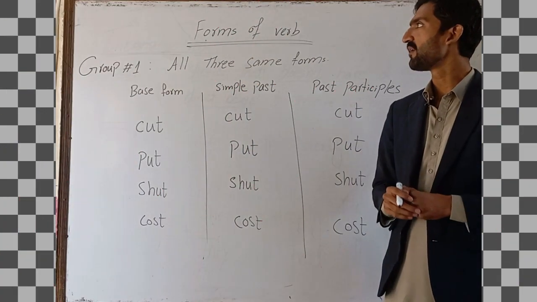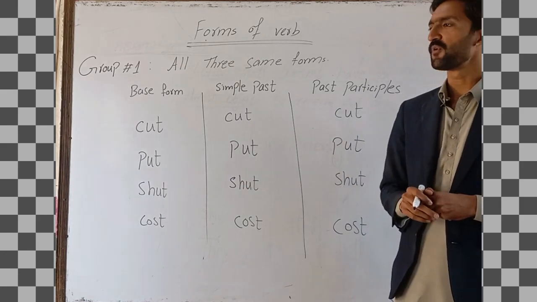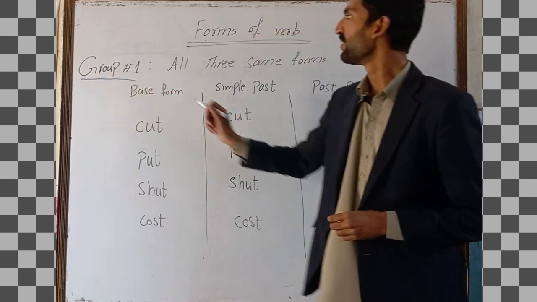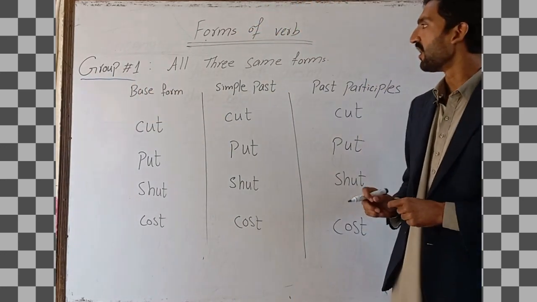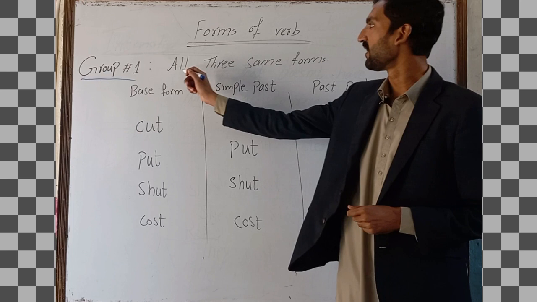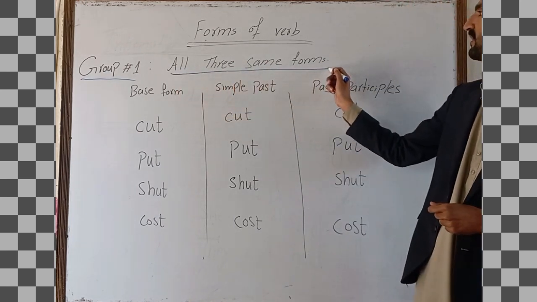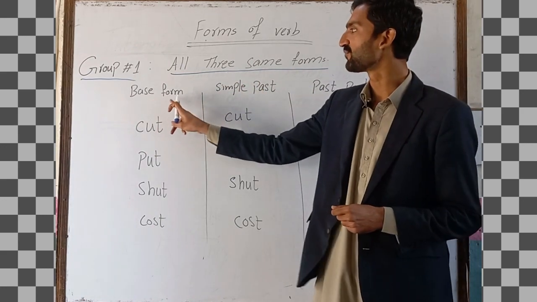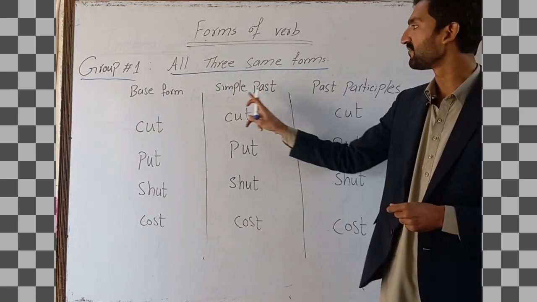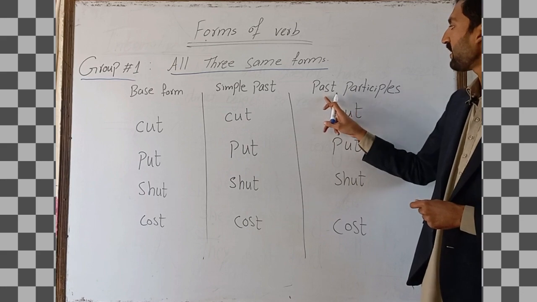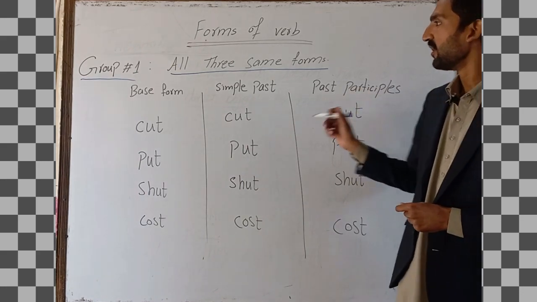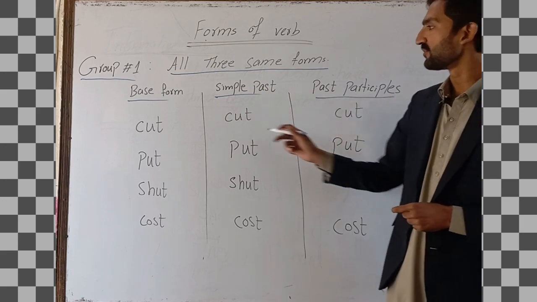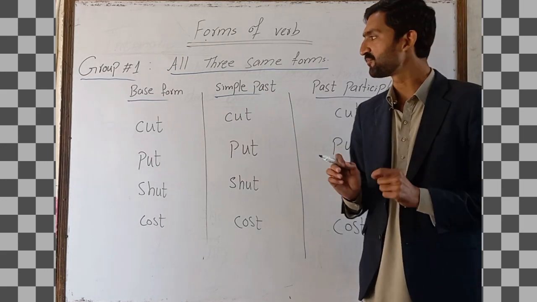So further we have a few forms of verb. In forms of verb we divide into a few different groups. So in the first group we see all types of forms which are the same. So here all three forms are the same, if we use it as a base form, as a simple past, and as a past participle. So if we use it in three different forms, they have the same spelling as well.